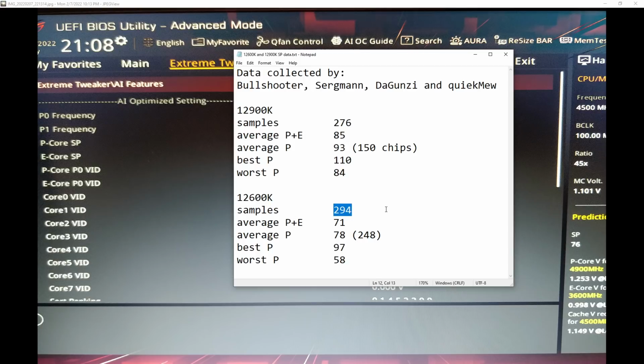So, 294 samples, overall average SP rating of 71. So my CPU with a 76 is slightly above average by like 5 points. The average P-core specific rating out of 248 random CPUs was 78. So yeah, my CPU is like 5 points above average on that. The absolute best P-core that they found amongst all 294 12600Ks is an SP rating of 97, and the worst is an SP rating of 58.